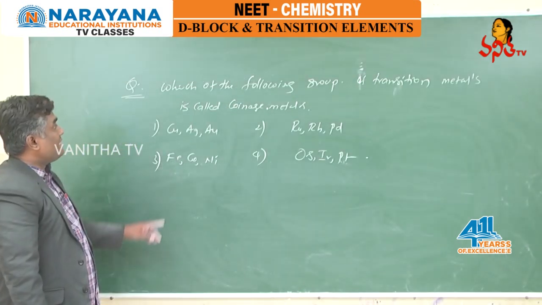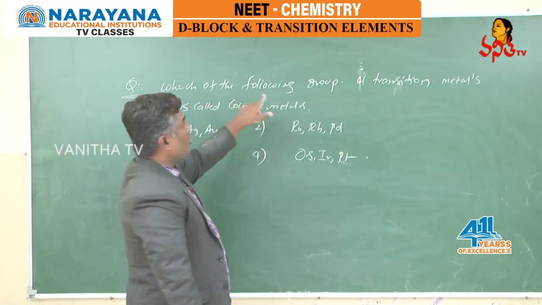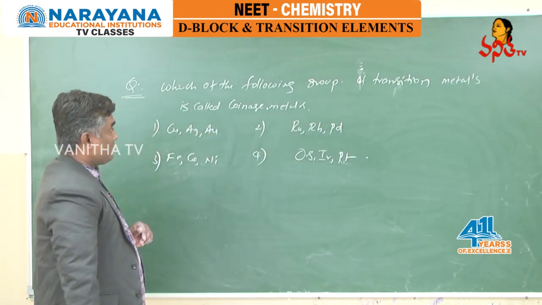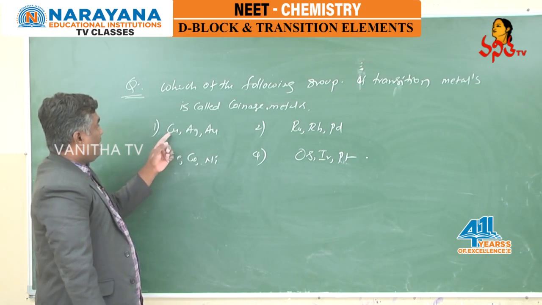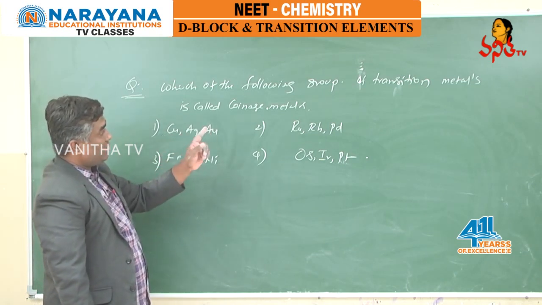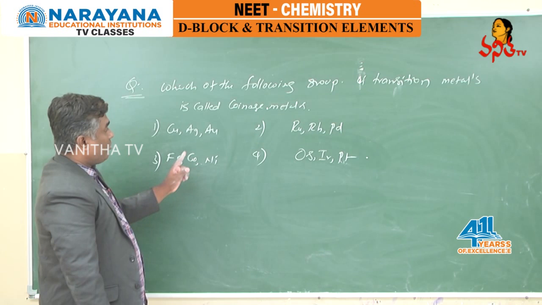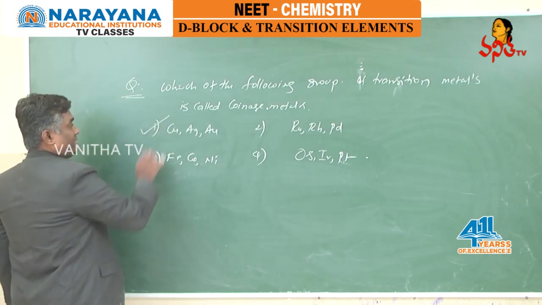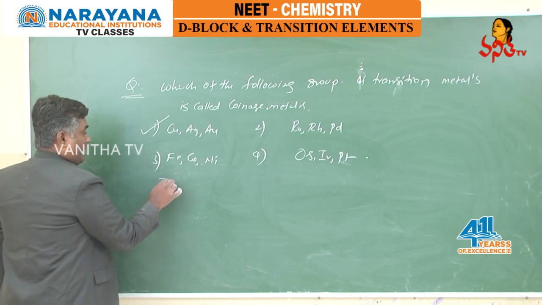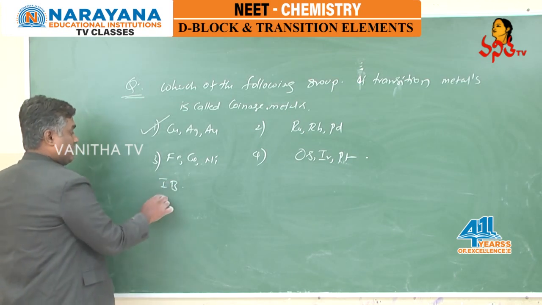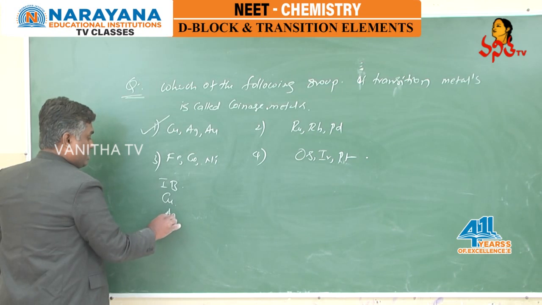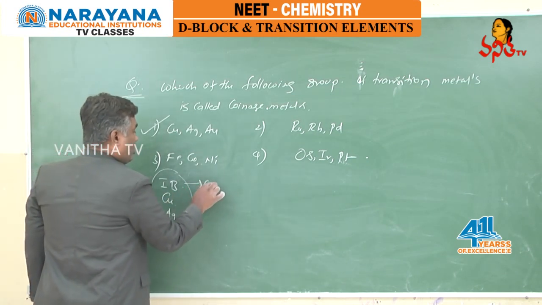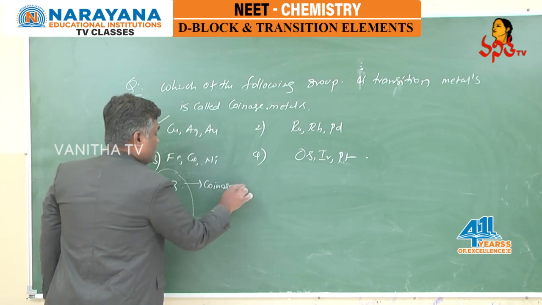And here the question is, which of the following groups of transition metals is called coinage metals? And the options given are copper, silver, gold; ruthenium, rhodium, palladium; iron, cobalt, nickel; osmium, iridium, platinum. So the answer should be the first option. The reason is that the first B group elements, they are copper, silver, gold. These are named as coinage metals.